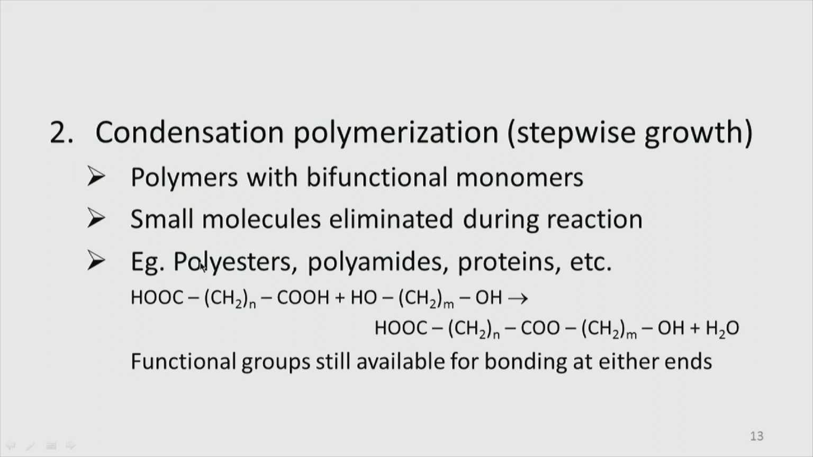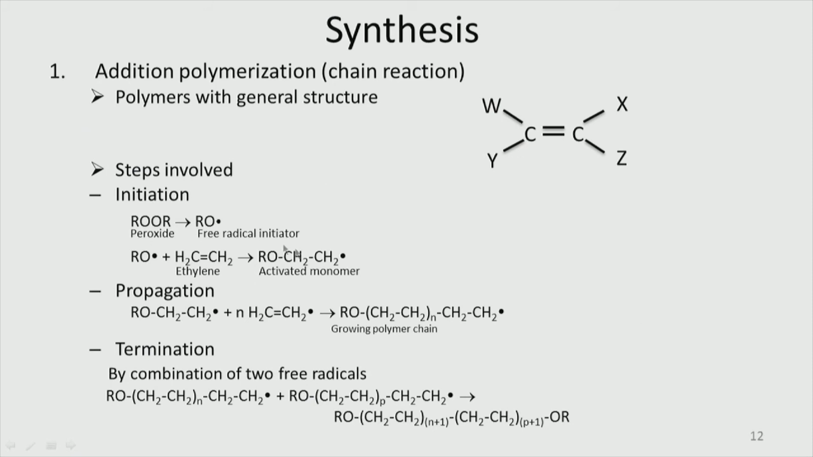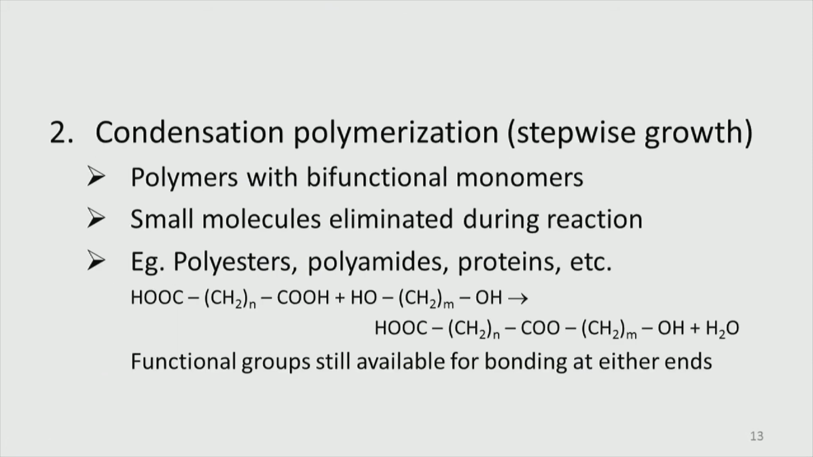When you have functional groups on both sides, you can have condensation. For example, COOH and OH are functional groups, so we can keep on adding one unit to another unit and so on. Monomers which have functional groups on both sides can be polymerized through condensation polymerization, whereas in the other one you need to generate radicals which keep on adding and the chain growth takes place. So these are two basic methods by which most polymerization reactions happen. We will not go too much into it, but it is good to know.